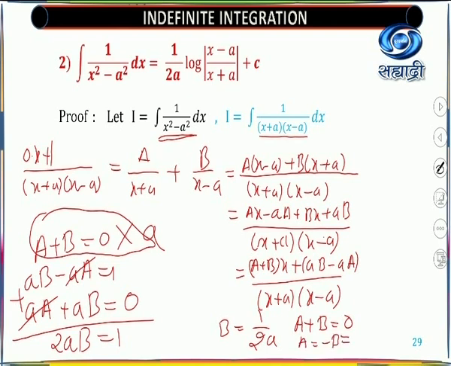So what is the value of a? Value of a is minus 1 upon 2a. Now you got two values. That is, if you separate this term, this is equal to integral a upon x plus a, actually, this is plus integral b upon x minus a dx.